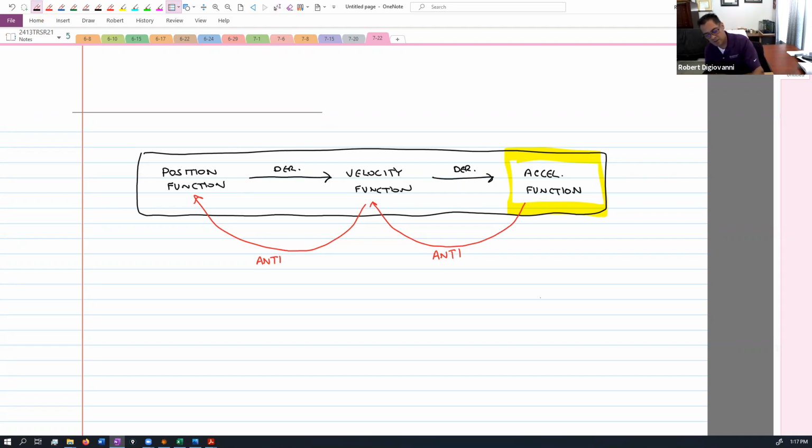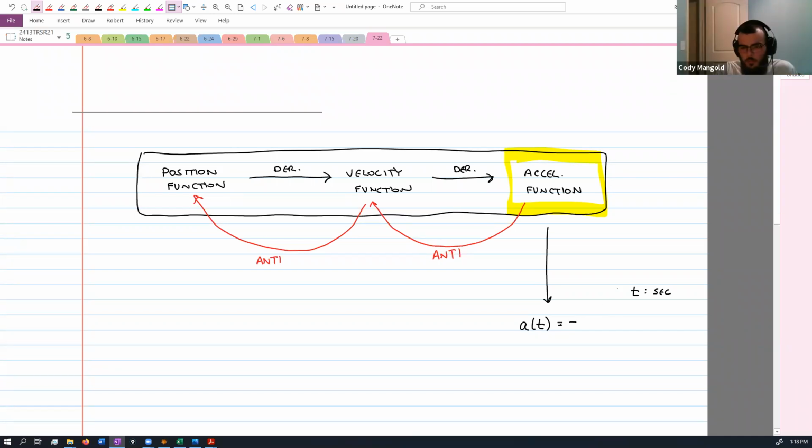Watch. Let's say we start with the acceleration function, a of t, where t is time, measured in seconds. The acceleration of gravity is negative, what is it? 9.8 meters per second per second. I think it's negative 9.8, or negative 9.82 is what I'm remembering. It's negative because it's down and not up.